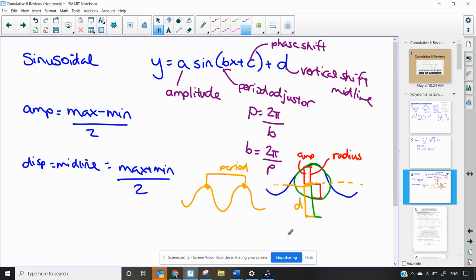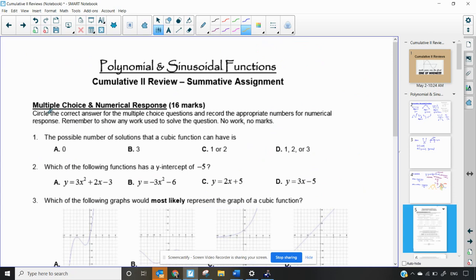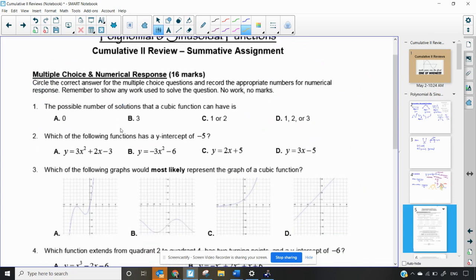And so let's take a look at some examples from your checkup or from your review. I'm not going to go through all the examples, but I'm just going to pull some out. Now, some key things we talked about, number of solutions. That's another way to talk about zeros or x-intercepts. If we're looking at the y-intercept, we're specifically looking at our constant. So for question number 2 here, if you're being asked for the y-intercept of -5, we're asking when the constant is equal to -5, and that would happen with D.